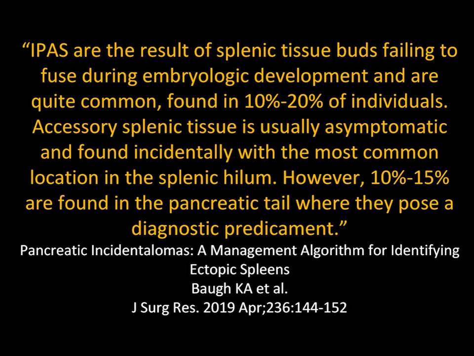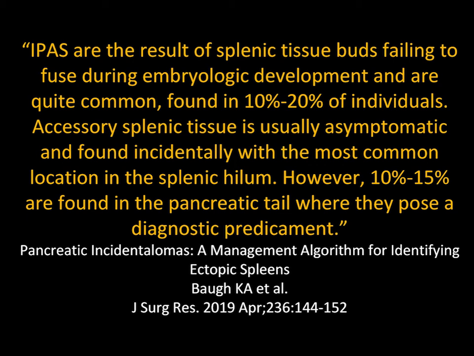The ectopic spleen is really a challenge. Most of the time it's really simple. It's typically a structure in the 1 to 3 centimeter range, often multiple, which are seen near the hilum of the spleen. They're near the pancreatic tail, but not touching or in the pancreatic tail. However, you can see splenic tissue buds failing to fuse during embryologic development, and so that's what they are.